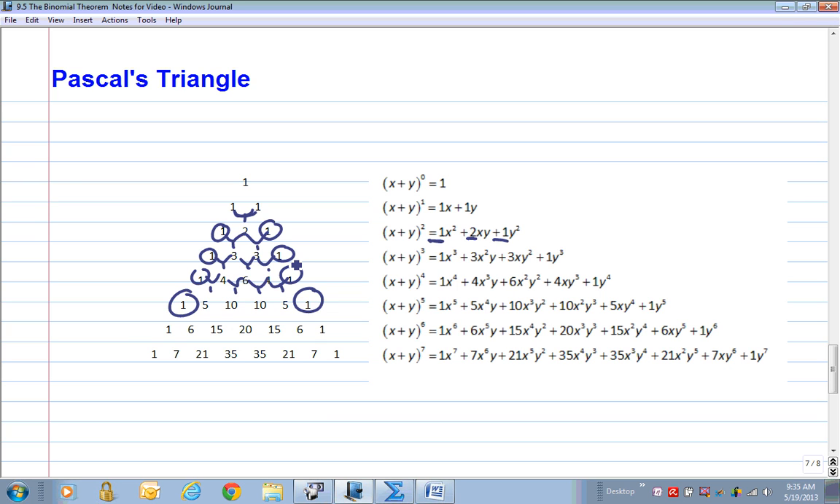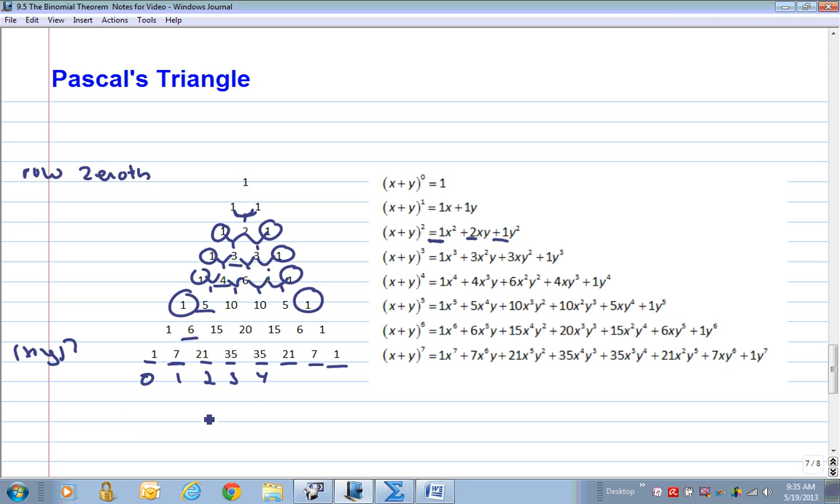Remember a couple of things. The top row is called the 0th row, because it's x plus y to the 0 power. Also, remember that the term number is one more than the power r. The power is always this second term. So this is really x plus y to the 7th power, and we have 1, 2, 3, 4, 5, 6, 7, 8 terms, because the first term is the 0 term. So this is the 0 term, the first term, the second, the third, the fourth.